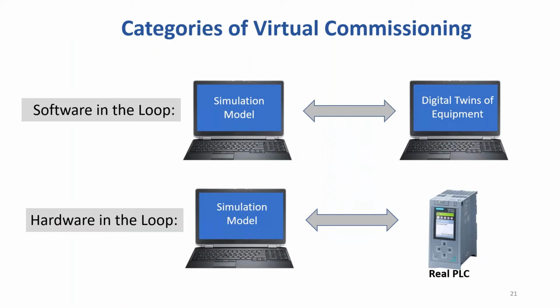There are two major types of virtual commissioning. For software in the loop, a simulation model interacts with a digital twin of hardware like a PLC. This lets the simulation model interact with the exact same programming and behavior in the real world before equipment is installed in the plant. For hardware in the loop, a simulation model interacts with the actual PLCs, again, before they have been installed. Both types help ensure that the control logic used by the model is the same as in the real world.